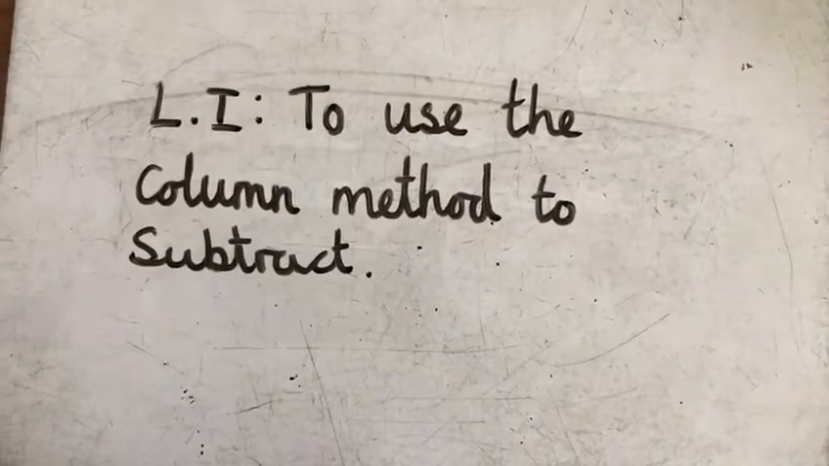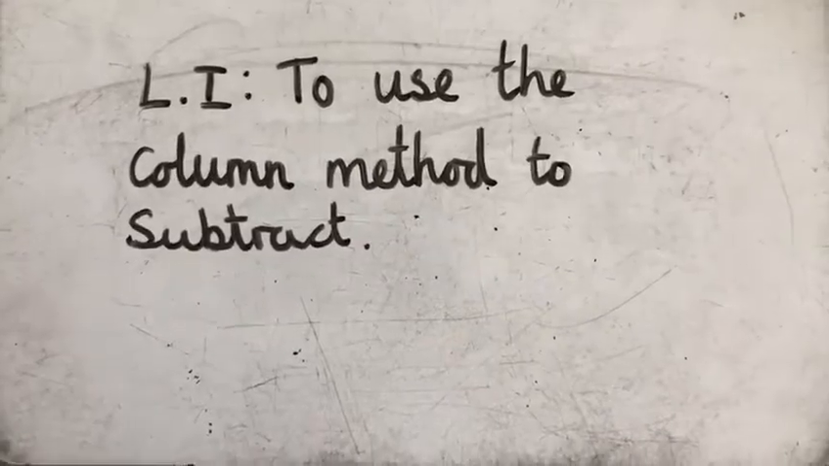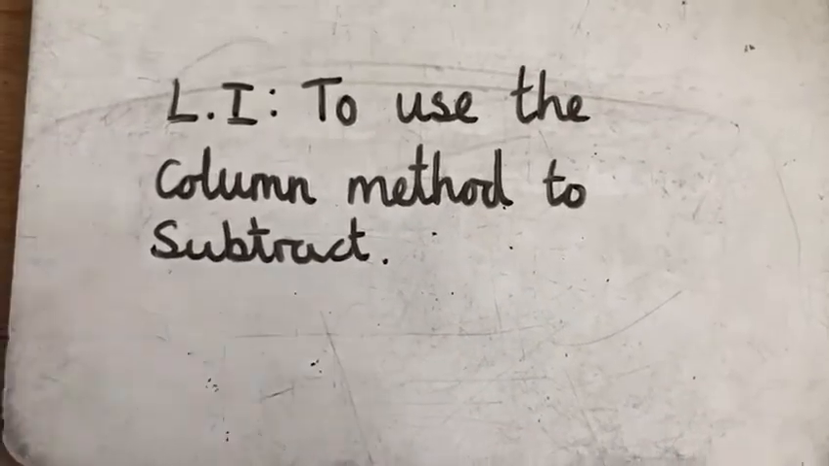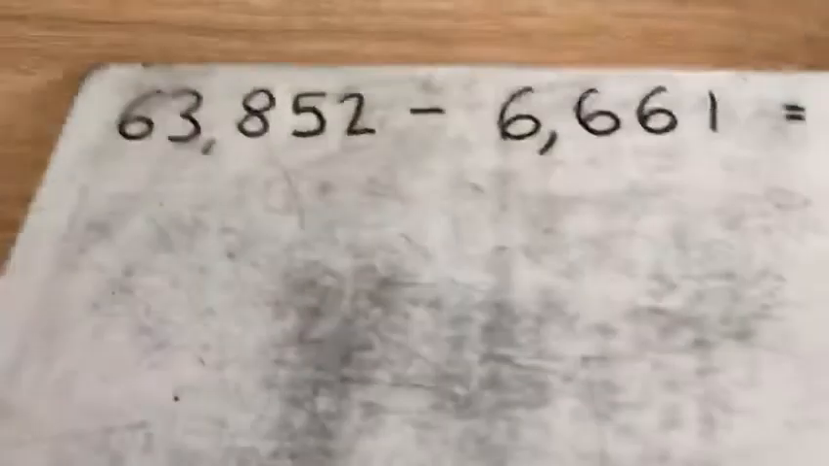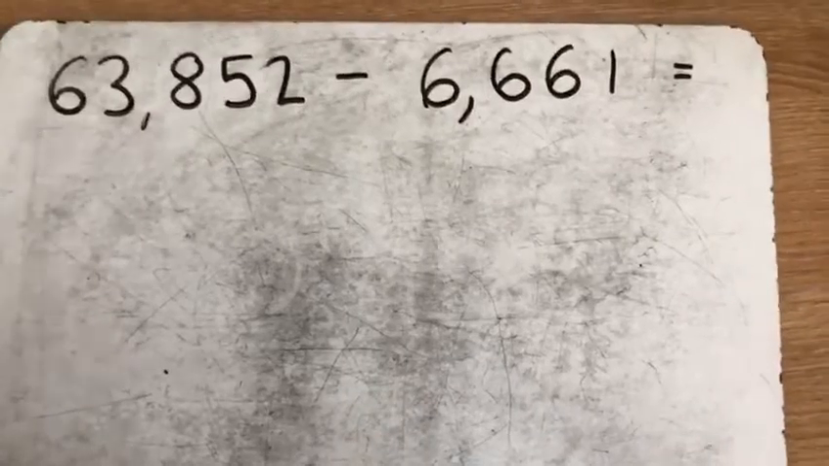Hi Class 5, just a quick video to talk you through the steps for today's learning intention. So we're using the column method to subtract today. Step 1, you'll see in your pack, is to read the equation. So I'm going to start by reading my equation before I move on to step 2.